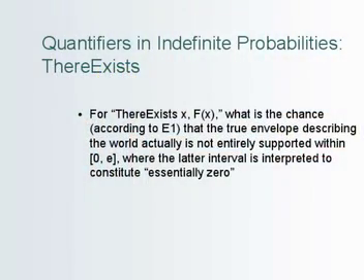For the there exists case, it's a similar concept. Here, the idea is that in place of the interval 1 minus E to 1, we're going to consider an interval near 0, so 0 to E. So the world is not entirely supported within 0 to E.